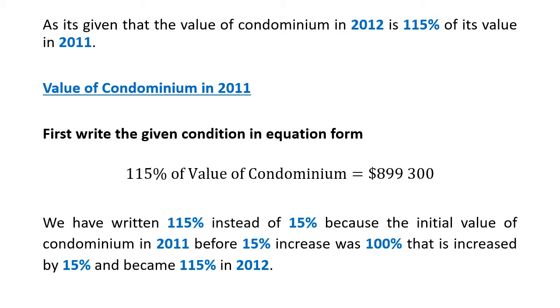As it's given that the value of the condominium in 2012 is 115% of its value in 2011, first write the given condition in equation form, that is 115% of the value of the condominium equals $899,300. We have written 115% instead of 15% because the initial value of the condominium in 2011 before the 15% increase was 100%, that is increased by 15%, and became 115% in 2012.